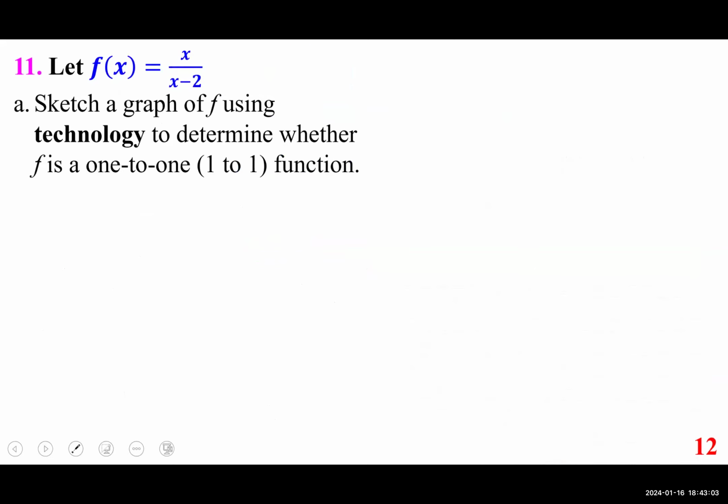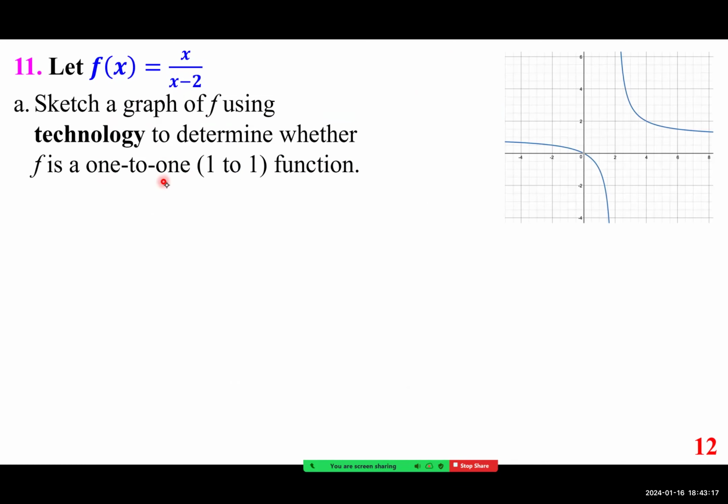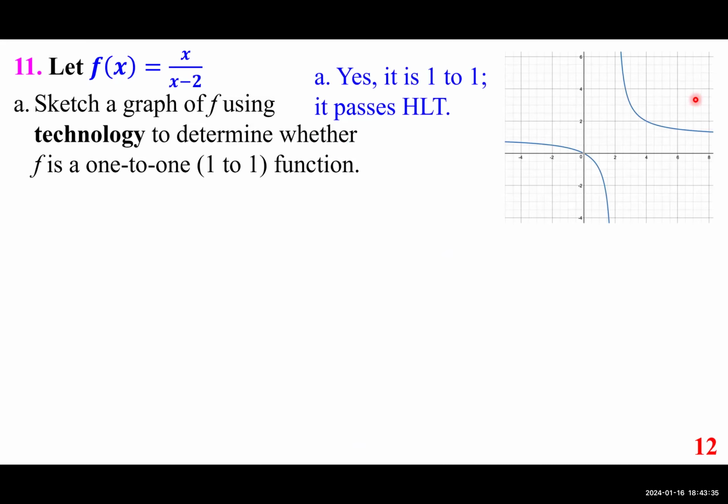F of x is x over x minus 2. Sketch the graph of f using technology to determine whether f is a one-to-one function. Of course, we've learned how to graph this, but just for the sake of argument, if we were to graph this, does it pass a vertical and horizontal line test? Yes. And therefore, it's a one-to-one function. It is a one-to-one function because it passes a horizontal line test.